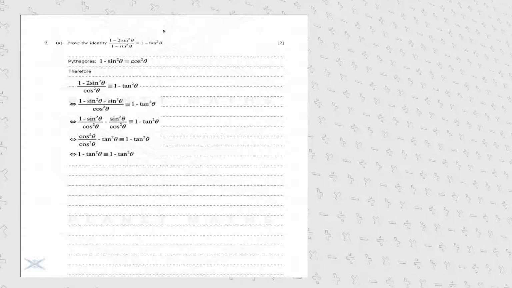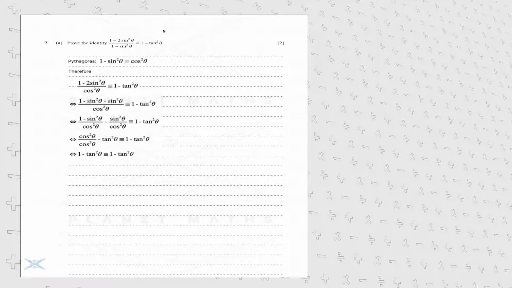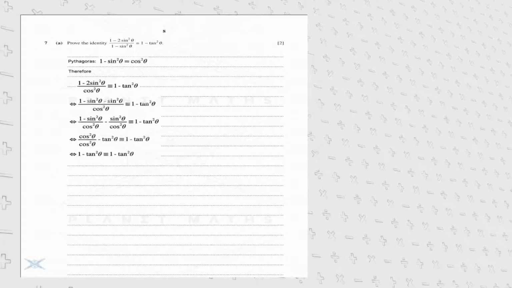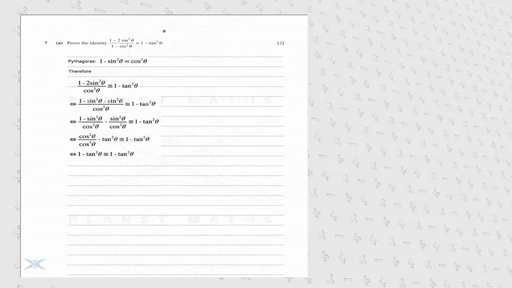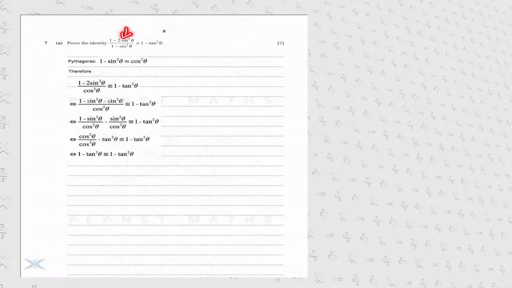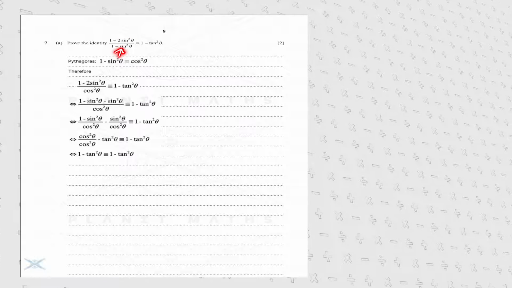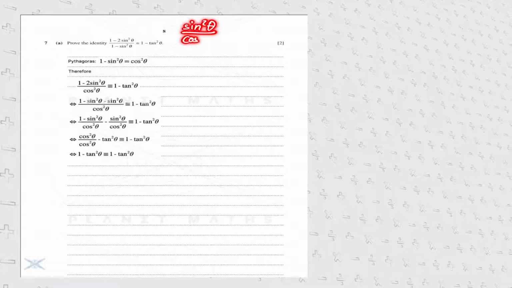Next, on to exercise 7, where in part A we are supposed to prove the following identity. To get an idea on how we can make this work, we see that on the right hand side we are working with tangent squared theta. In the numerator of the fraction on the left hand side we are working with sine squared theta, and the same occurs for the denominator. We should remember sine squared theta over cosine squared theta.